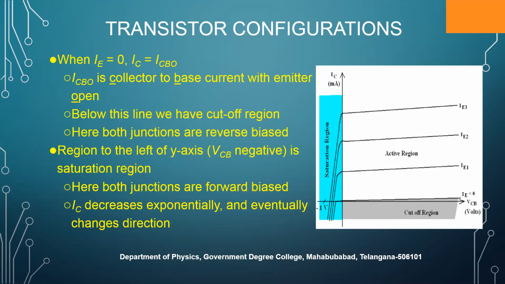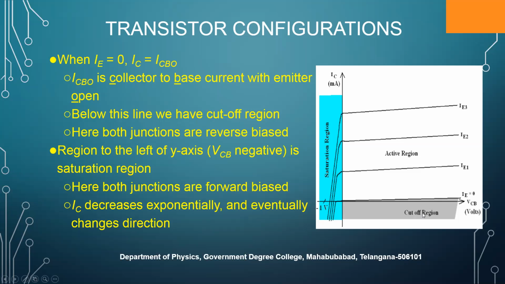When I is equal to 0, what happens from the equation of IC, that is I is equal to IC plus IB. When I is equal to 0, IC becomes ICB obviously. ICB is the collector to base current with emitter open. Below this line, we have cutoff region here.